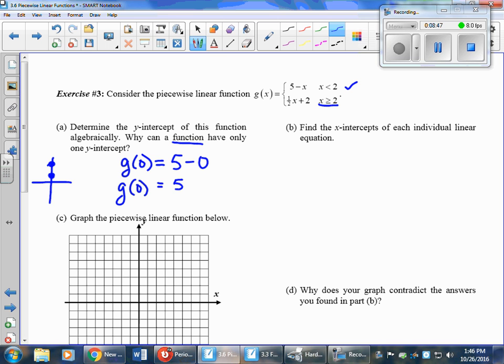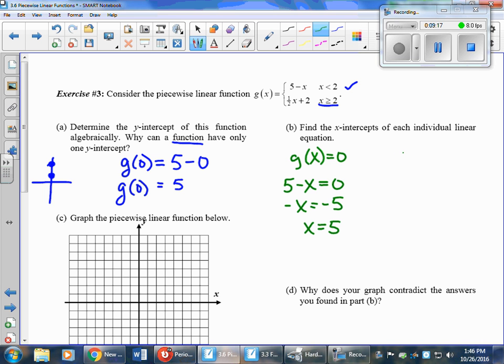B says, find the x-intercepts of each of the individual linear equations. Okay, so the x-intercept of each one. That means it wants us to find when g of x equals 0 for each one of these. So 5 minus x is equal to 0, negative x is equal to negative 5, so x is equal to 5. That's for the first one.